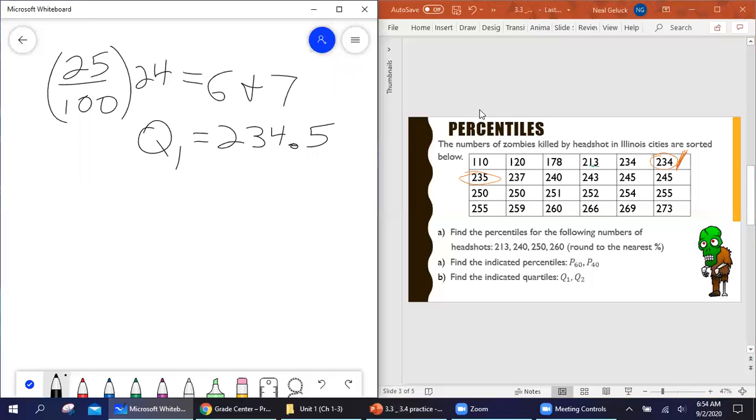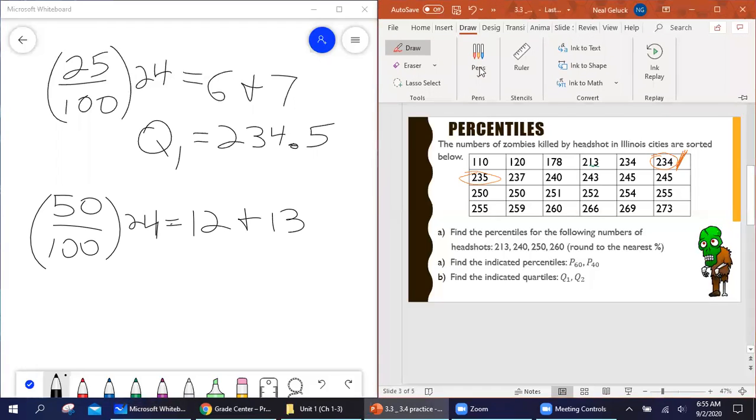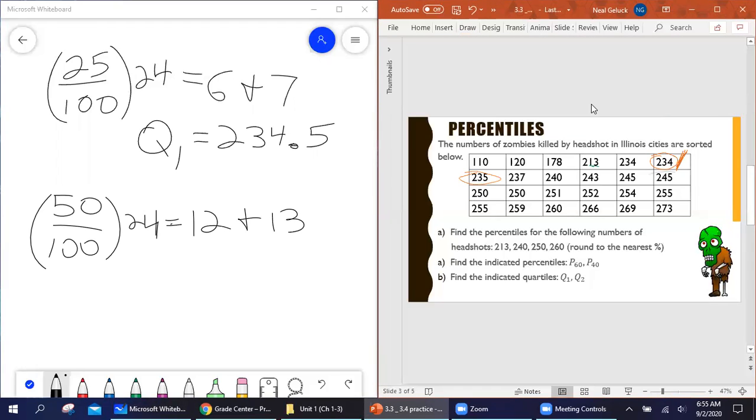And for the next one, Q2, that's the 50th percentile. I calculate that, that gives me 12. Again, that's a whole number, so I go between the 12th and the 13th value. The 12th value is 245, the 13th value is 250. I go halfway in between those. If I average those, I get 247.5. And again, that's Q2.